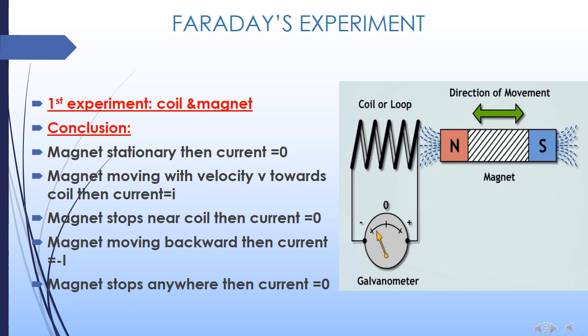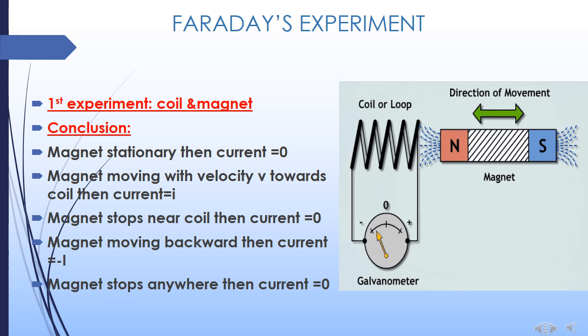So we observe this: if the magnet is stationary, then current is 0. If the magnet is moving with a certain velocity v, then there is a current. Third one is, if the magnet stops near the coil, then current is 0. So now we can find out the relation between the movement of the magnet and the current flowing in the coil. So we have observed 5 basic observations.